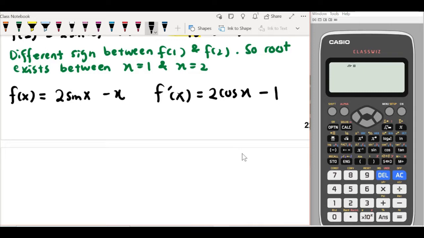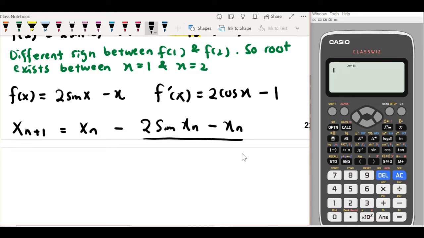And then we will have to substitute this into our Newton-Raphson formula, which is x_{n+1} is equal to x_n minus f(x) over f prime. But here we have to substitute all x with x_n because we want to approximate the values of x. We have to repetitively substitute different values of x into the function, so that's why we name it x_n. So we will have 2 sine x_n minus x_n over f prime, which is 2 cos of x_n minus 1.